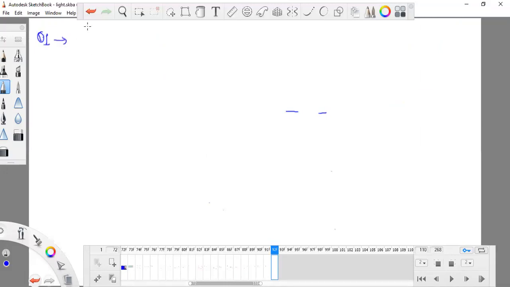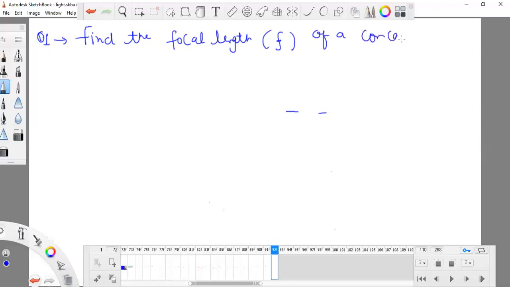Find the focal length, that is F, of a concave lens of power 2.00 diopter. Okay, now this is a very simple question. I think this is a very simple question. I have to find out the focal length, and it should be negative, because they are talking to me about a concave lens and it has a negative focal length.